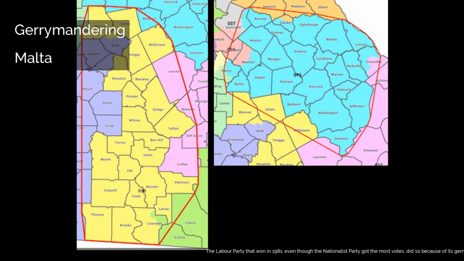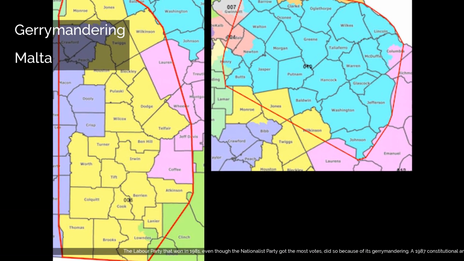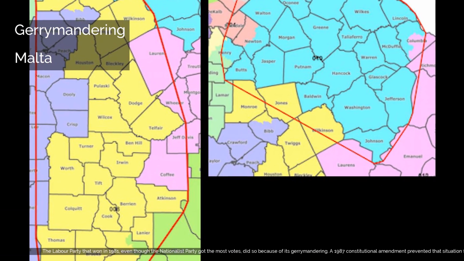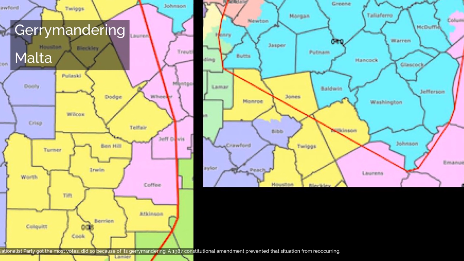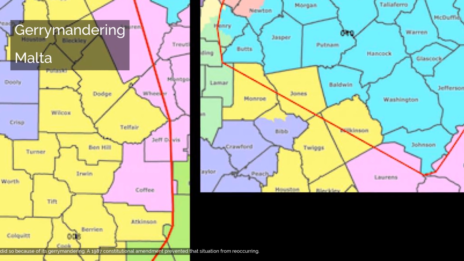The Labour Party that won in 1981, even though the Nationalist Party got the most votes, did so because of its gerrymandering. A 1987 constitutional amendment prevented that situation from reoccurring.